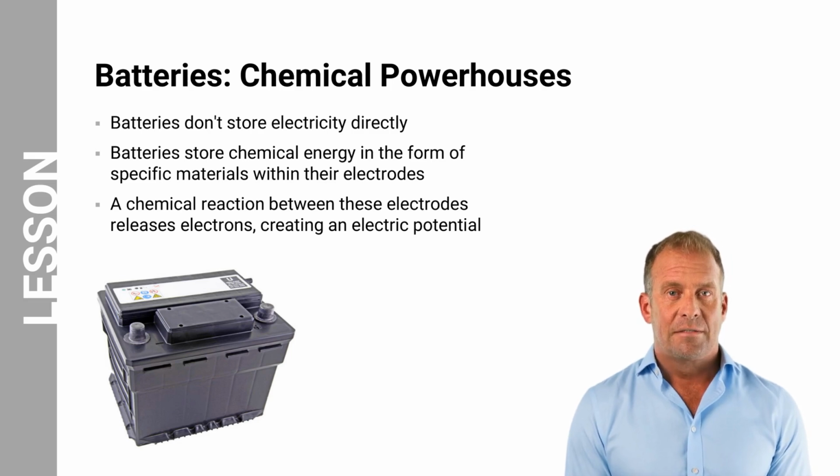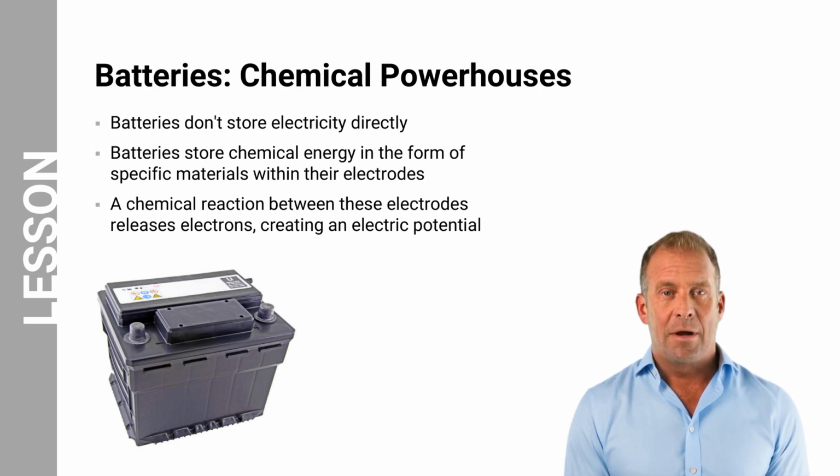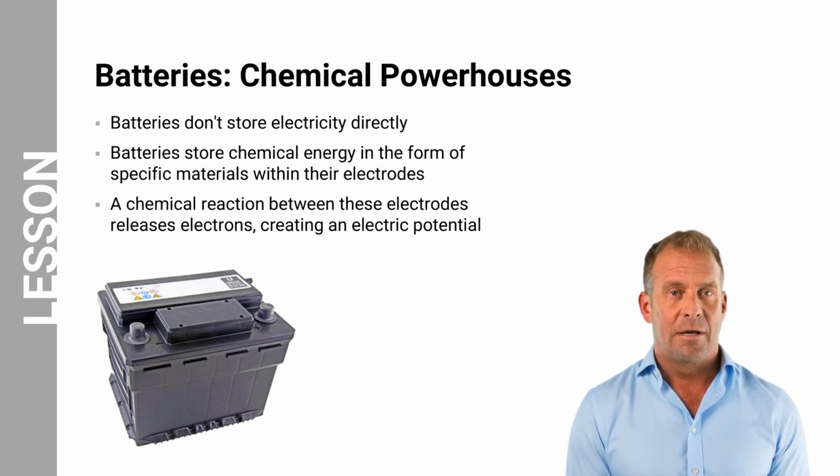An interesting fact is that batteries do not store electricity directly. Instead, they store chemical energy in the form of specific materials within their electrodes, anode and cathode. A chemical reaction between these electrodes releases electrons, creating an electric potential, voltage. Like a water reservoir pushing water to a pump, a battery uses chemical reactions to create a flow of charged particles that power a BEV.